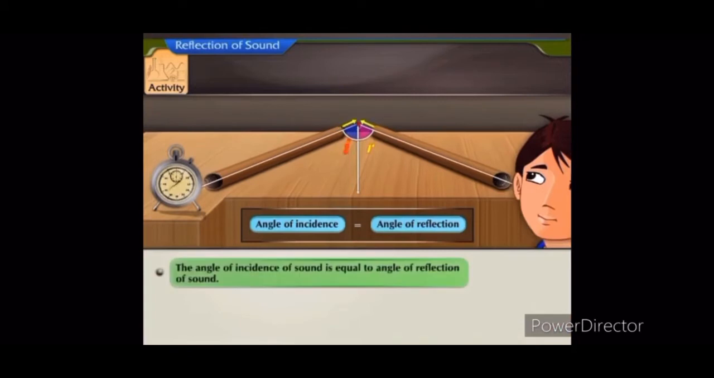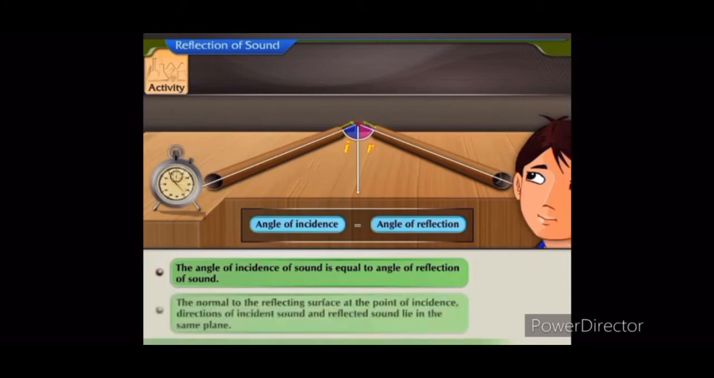The angle of incidence of sound is equal to the angle of reflection of sound. The normal to the reflecting surface at the point of incidence, the direction of incident sound, and reflected sound lie in the same plane.